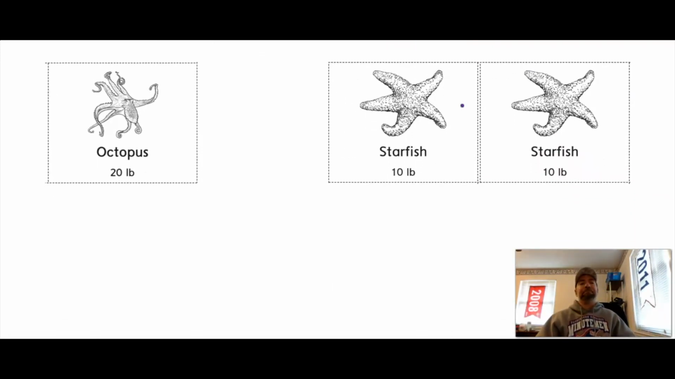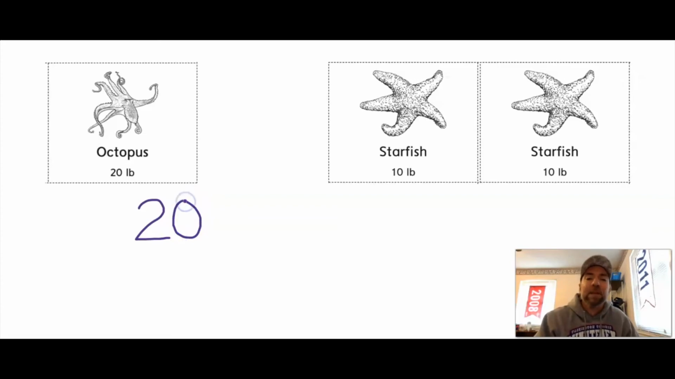Look at this one. On one side, we have an octopus, and the octopus is 20 pounds. I'm going to write that 20 on my whiteboard or my sheet protector. On the other side, we have 2 starfish, a 10-pound starfish and another 10-pound starfish. And we want to find how much they weigh in all. So I'm going to have to add up those 2 starfish. Look what I get. 10 plus 10.